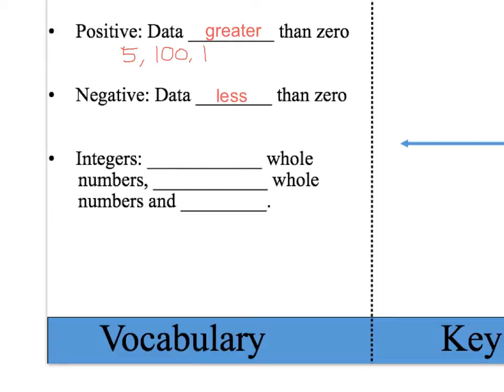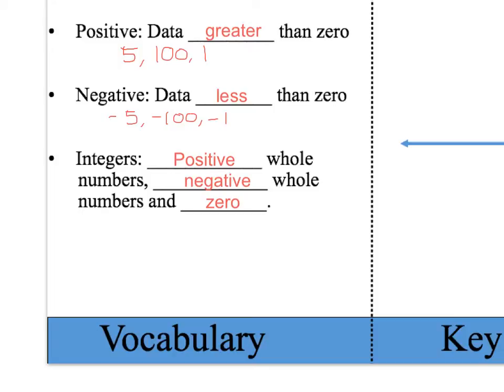The second vocabulary word is negative, and negative means data less than 0. So that includes anything to the left of 0 on a number line. That would be negative 5, negative 100, or negative 1. Those are three examples of negative numbers.